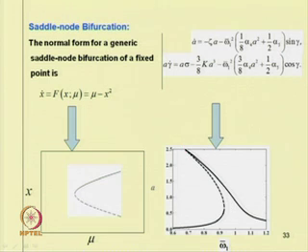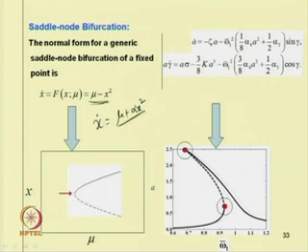In case of the saddle node bifurcation, the normal form for a generic saddle node bifurcation fixed point is x dot equal to f(x, mu). This generic form is x dot equal to mu minus x square, or one can also write x dot equal to mu minus alpha x square. In this form also one can write the equation. In this case alpha equal to 1, so it becomes mu minus x square.